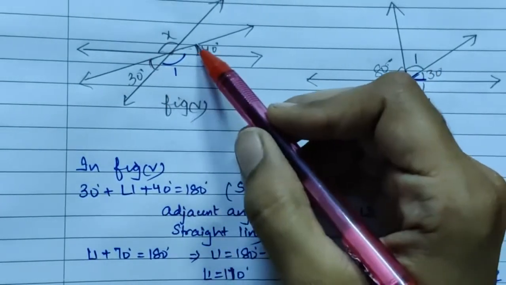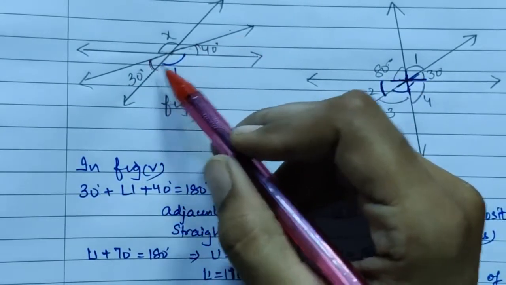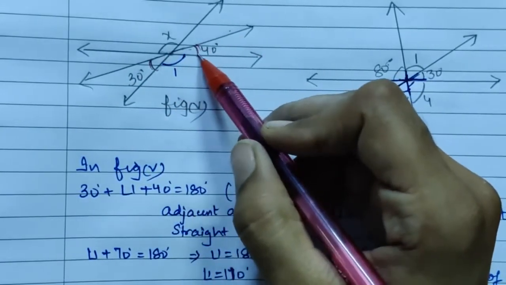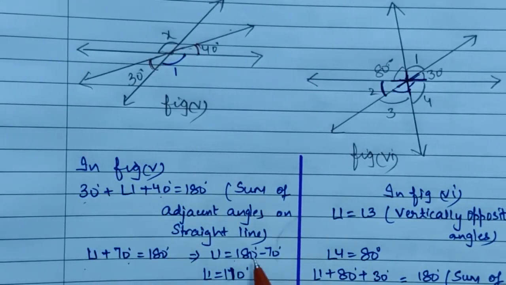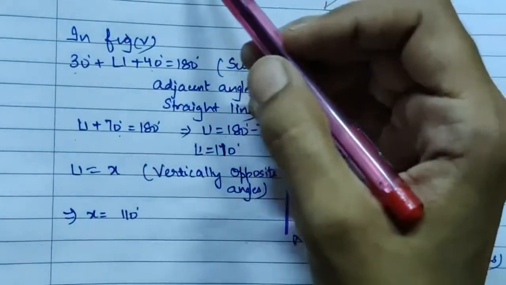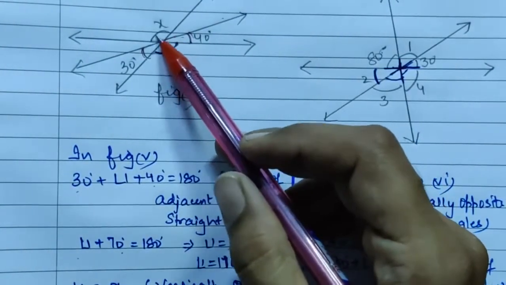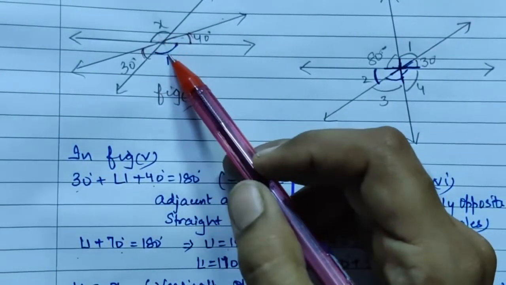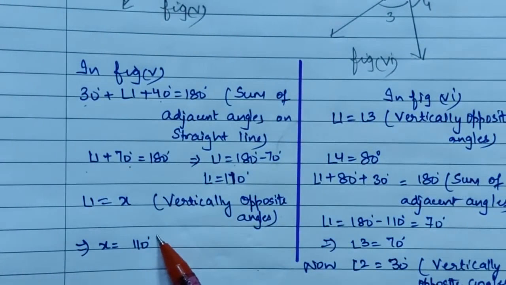This is 30, this is 40. Again, this is a straight line. So this angle plus this angle plus this angle, the sum of all adjacent angles is 180 degrees. So 30 plus 40 is 70, and angle 1 will be 180 minus 70, that is 110 degrees. Now if you see the figure, angle 1 will be equal to angle x, vertically opposite angles. So x will also be 110 degrees.